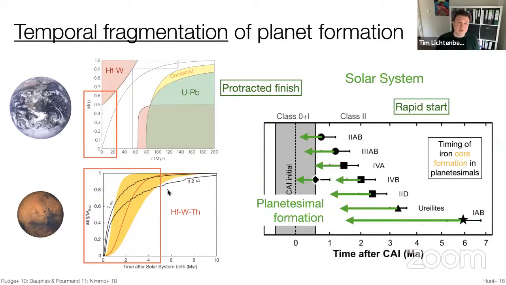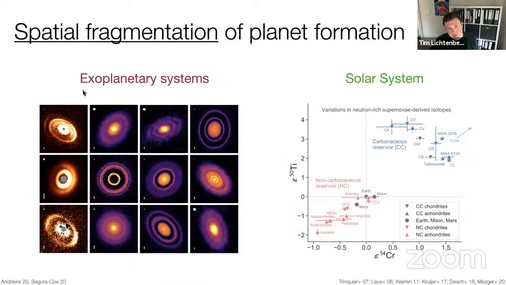In addition to this temporal information, we have spatial information. Now again, from disks and exoplanetary systems, and we have spatial information from the solar system. On the left-hand side, you see these by now well-known rings and structures in the dust component of protoplanetary disks, here in a ring system. And we are still debating what is the origin of these rings, of course. Now, on the right-hand side, we see comparable and complementary evidence from the solar system. In the chromium-54 versus titanium-50 isotope space. So these are stable isotopes that originate from specific nucleosynthesis events in, for instance, supernova environments.